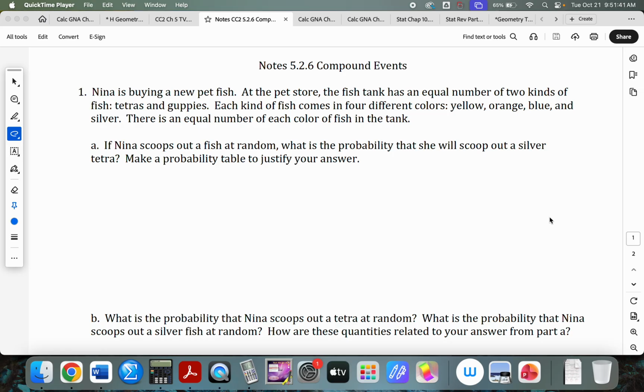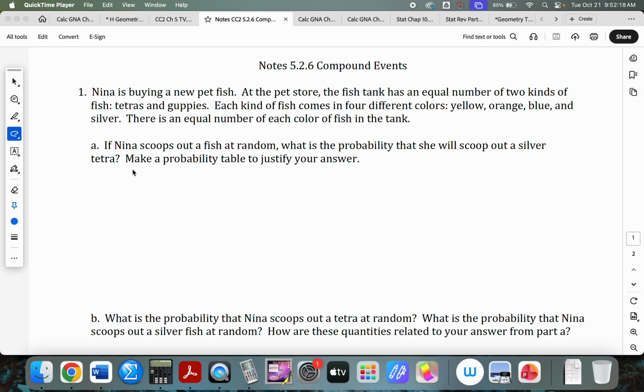Nina is buying a new pet fish. At the pet store, the fish tank has an equal number of two kinds of fish, tetras and guppies. Each kind of fish comes in 4 different colors: yellow, orange, blue, and silver. There's an equal number of each color of fish in the tank. That's important because it could be that there were a lot of silver but not very many blues or something like that. So it's important that you read those carefully. So if Nina scoops out a fish at random, what is the probability she will scoop out a silver tetra? Make a probability table to justify your answer.